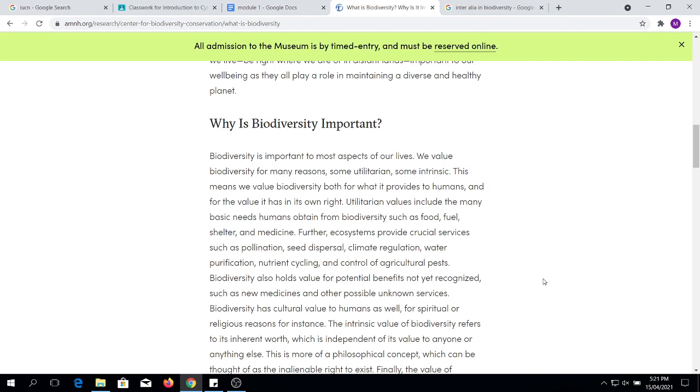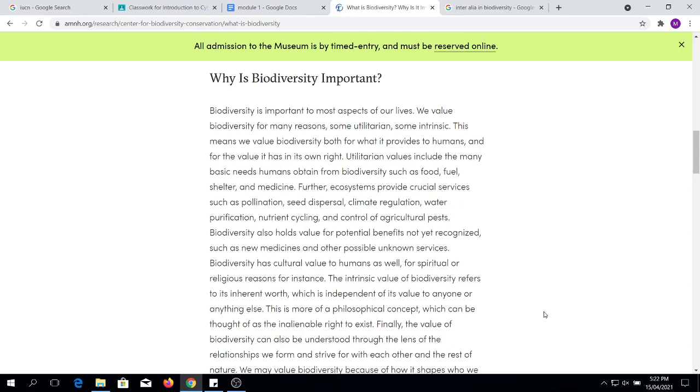So the intrinsic value of biodiversity refers to its inherent worth, which is independent of its value to anyone or anything else. So this is more a philosophical concept which can be thought of as an inalienable right to exist.